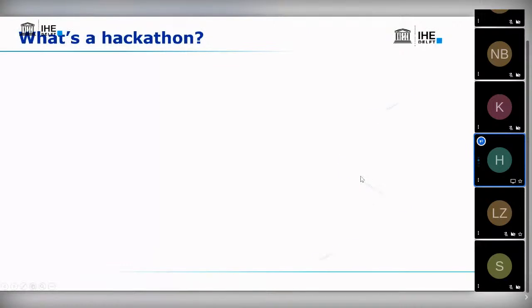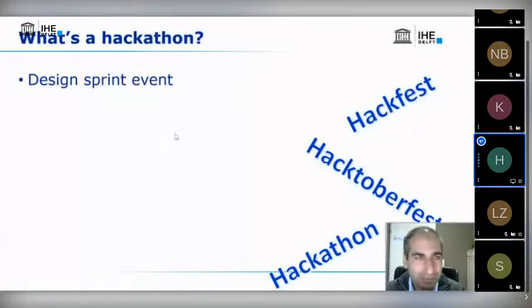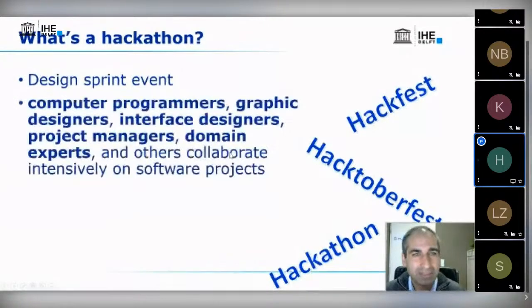So what's a hackathon? Well, there are different names that you will see. There's Hackfest, that's what we use in the QGIS community. Hacktoberfest, if it's in October. Essentially, it comes from software development, where you have a sprint with a group of people to improve the software. But it moved a bit away from that; it can also be done for other things.